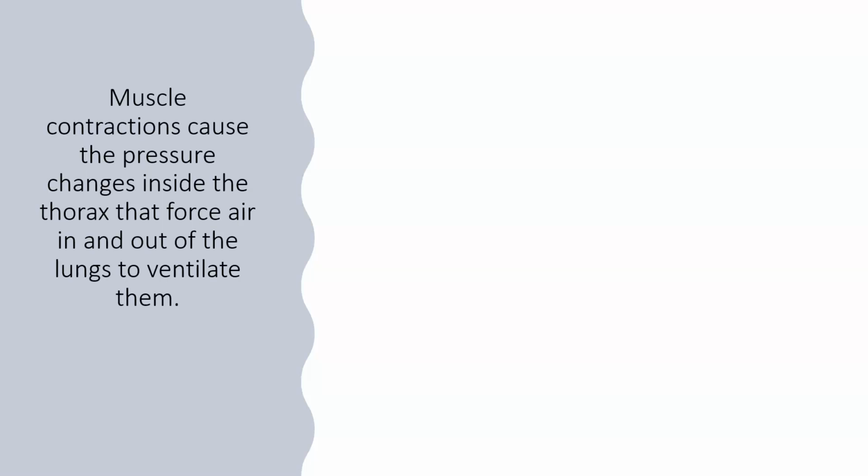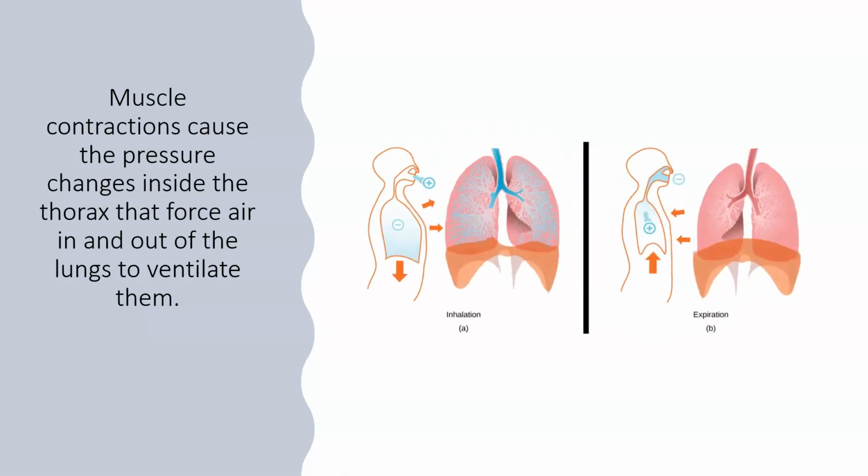Okay, muscle contractions cause the pressure changes inside the thorax. So the thorax is that body cavity area that forces the air in and out of the lungs to ventilate them. So you really see in there how the diaphragm pulls down, the lungs pull out, and that forces the air in, and then the diaphragm pushes up, the lungs relax in, and that forces the air out. So you'll also see the terms inspiration and expiration, okay, which is inspiration is another term for inhalation, expiration is exhaling. So just different terminology that you may see.